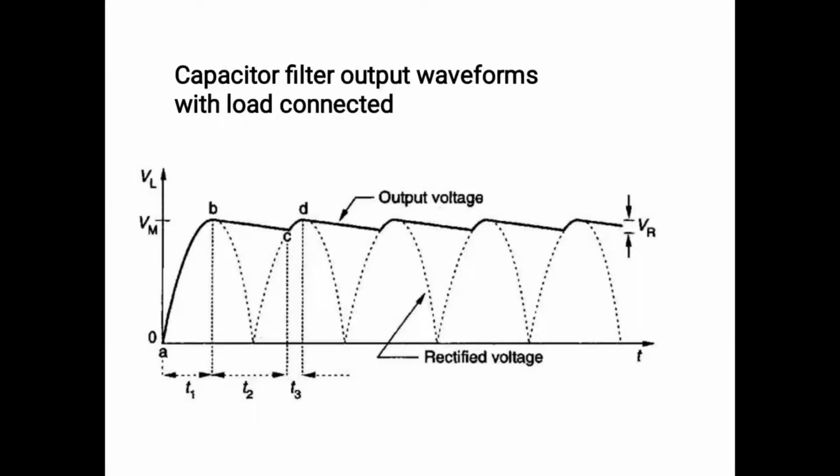The capacitor filter output form for the load connection: the y-axis is the load voltage and the x-axis is time. First, at time T1, diode D1 is in the on condition and the voltage increases. For the filtering condition, the output voltage increases. Next, D2 is in the off condition.